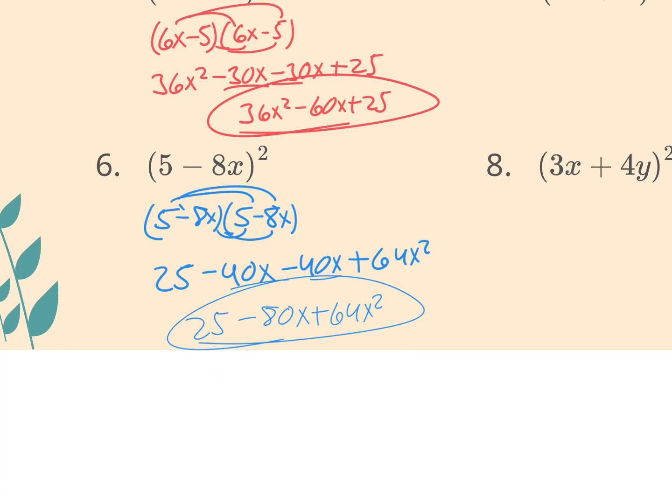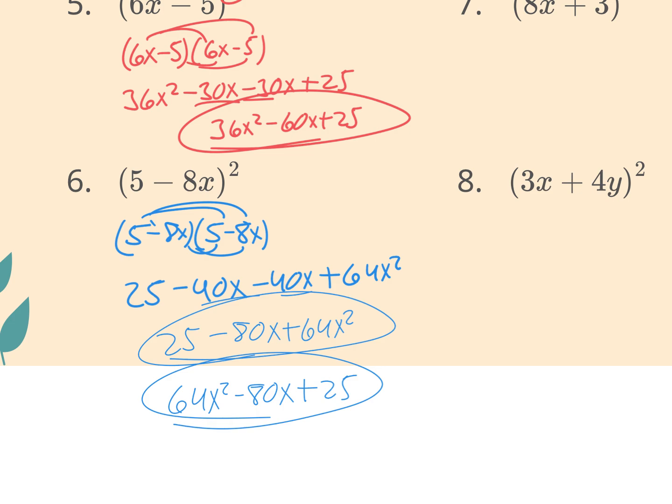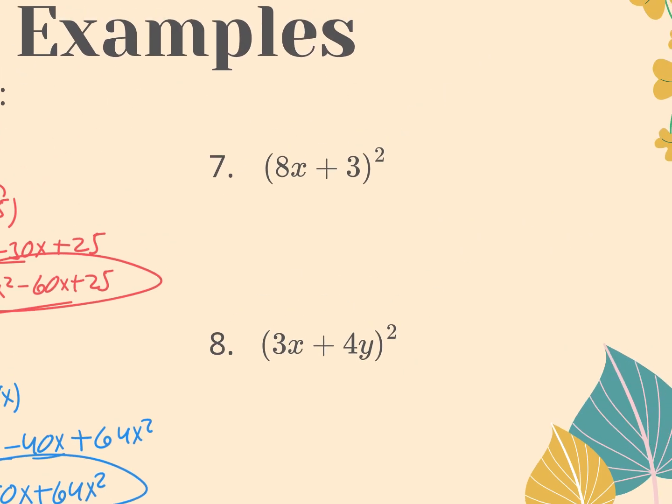If the directions specify to write in standard form, you do want to write the 64x squared first. Standard form means the highest exponent goes first, so this is fine as well. But they mean the exact same thing, right? You can really do whatever you want if the directions don't specify. Even if it doesn't specify, you can still write it in standard form. They're equally correct. All right, so I'll try the same thing with the next one.